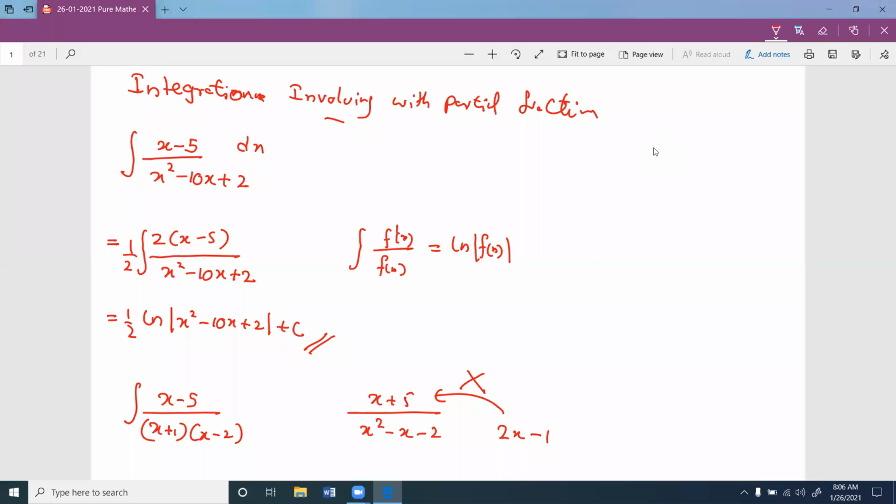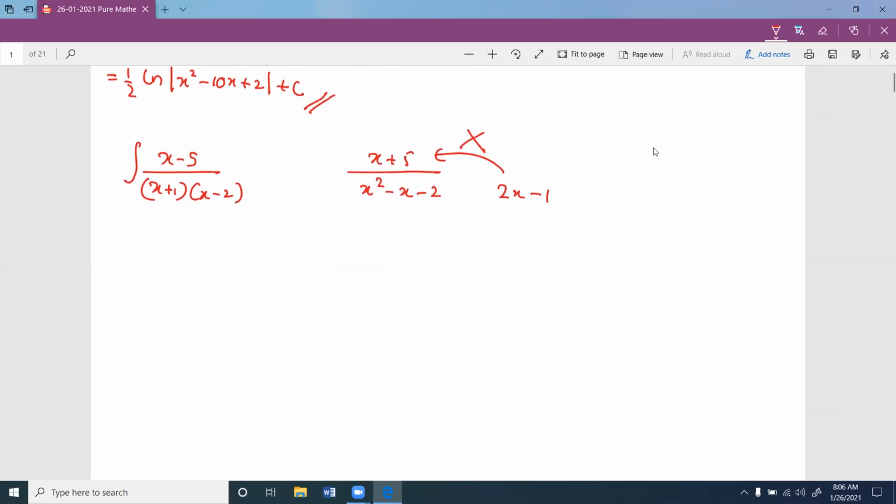But if you have a question like this, if you expand this to x squared minus 2x plus 2, the differentiation is 2x minus 1. You cannot form it in the numerator.